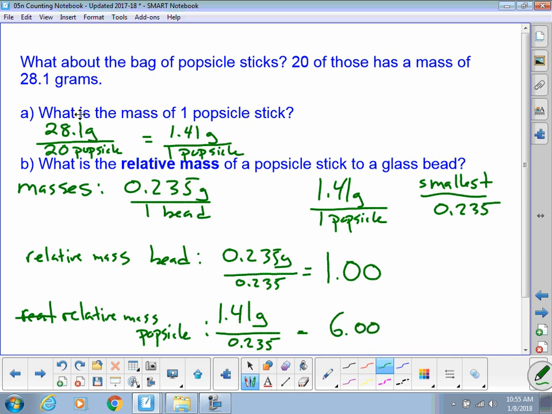So what that tells me is that the popsicle stick is 6 times more massive than a glass bead.